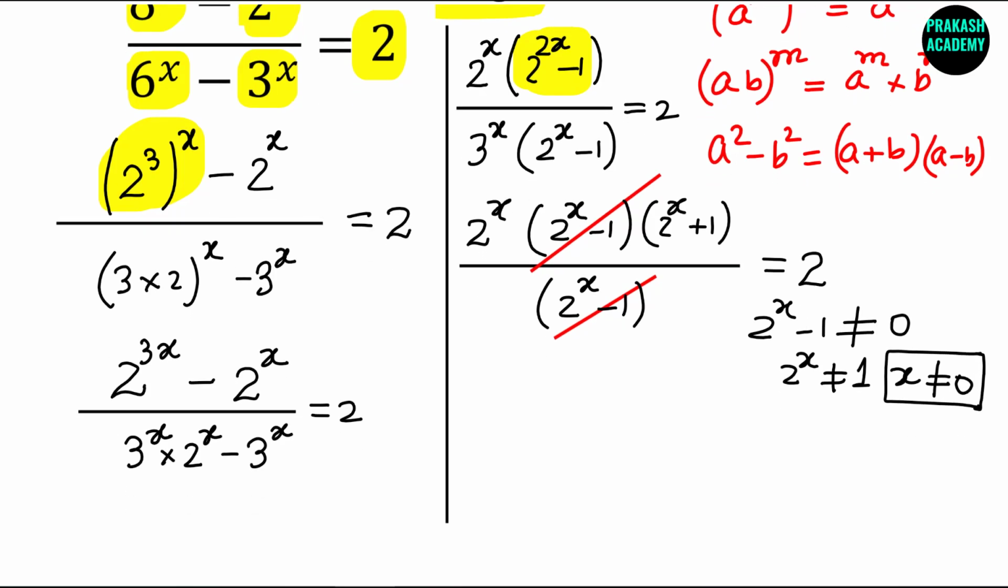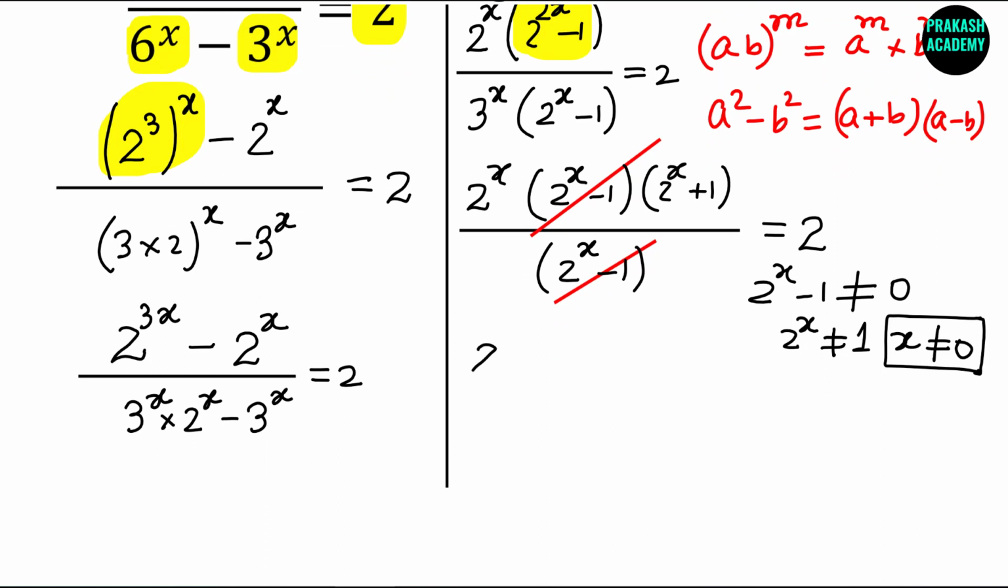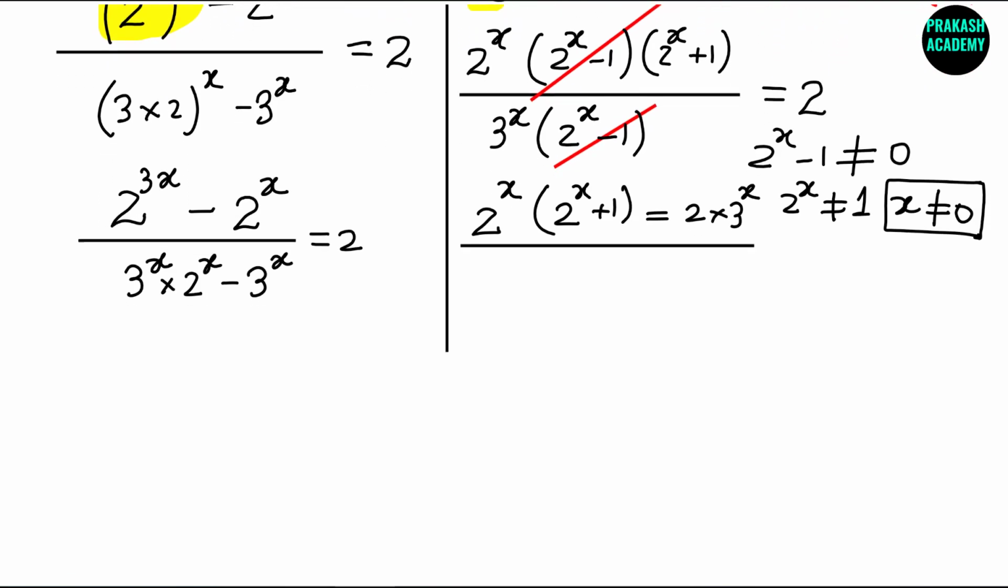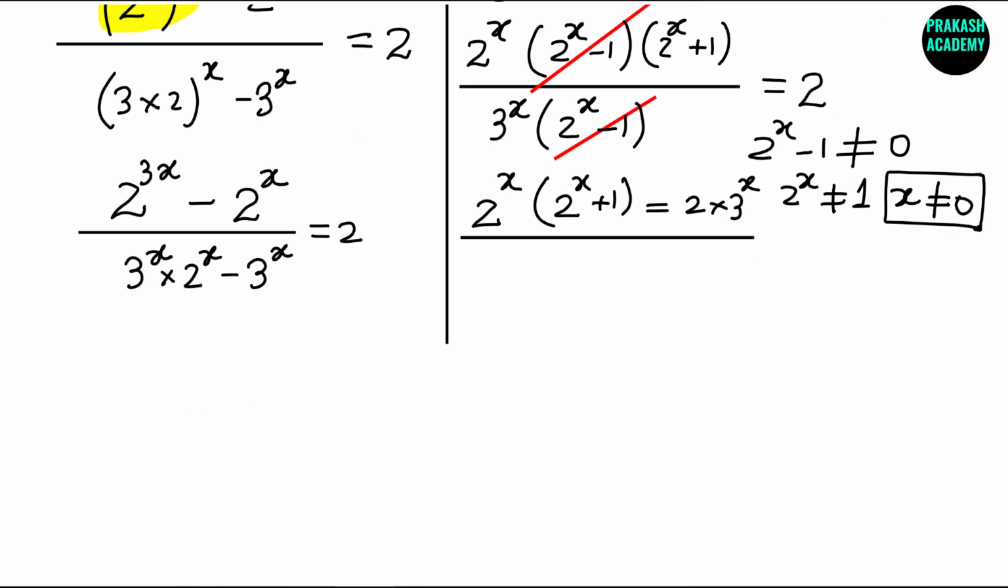We will use this. So now the left term we will have 2^x into (2^x plus 1), and this is equal to 2, and in the denominator we have 3^x, that is missing here. So 3^x, and this divided by 3^x. If I take 3^x that side, I will have 2 times 3^x. Now see this expression. This is the expression I have, and we will use this expression to find the solution.